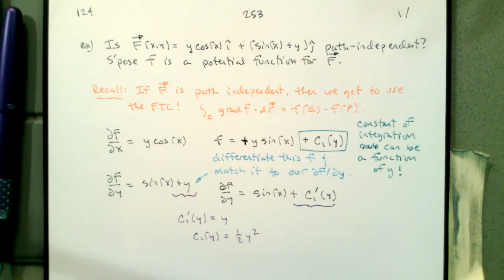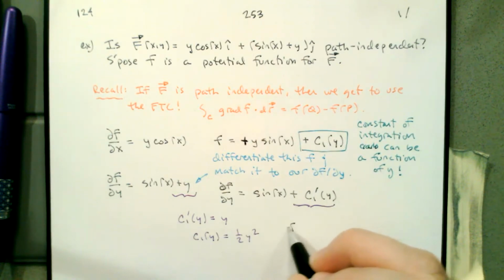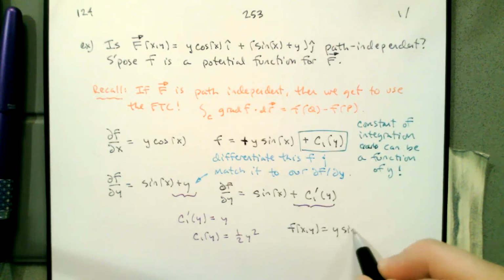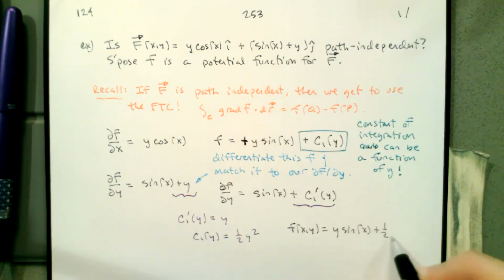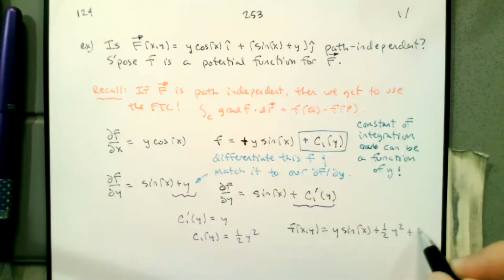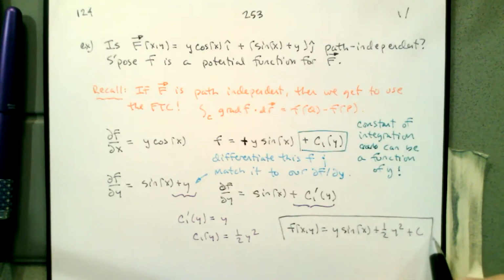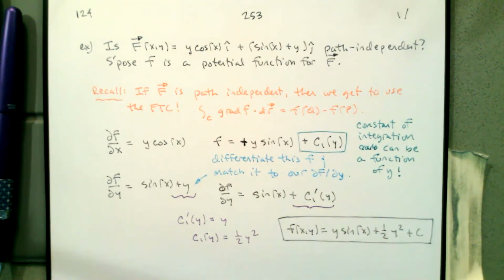So our potential function looks like it must be y sine x plus 1/2 y squared plus some constant that's not going to be revealed by this process. The thing that we want to get from this example is that when we're integrating a partial derivative, our constant of integration can be a function of the other variable.